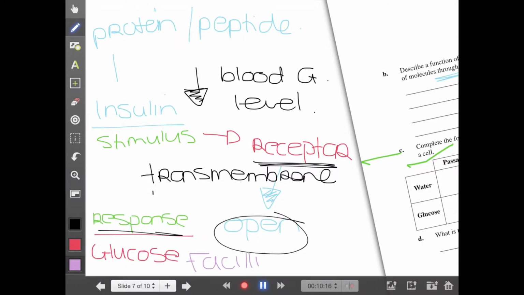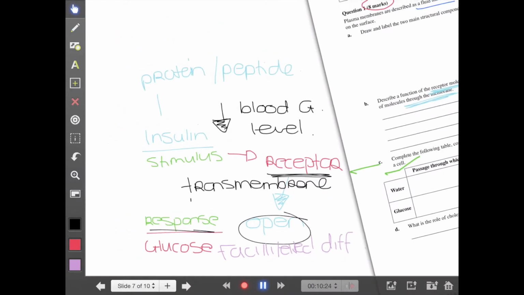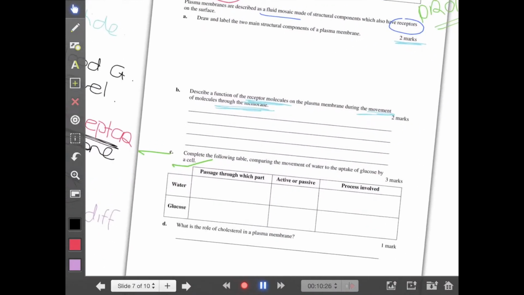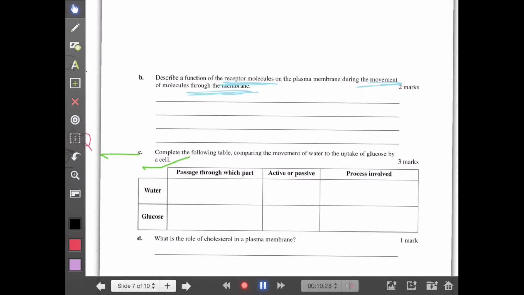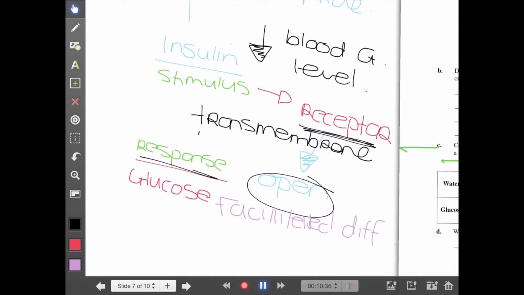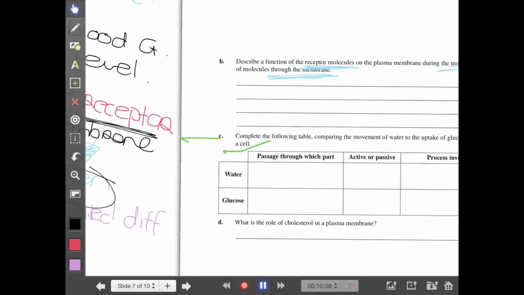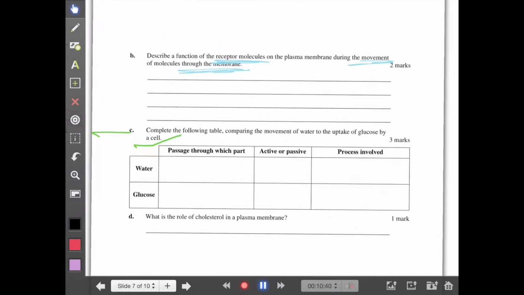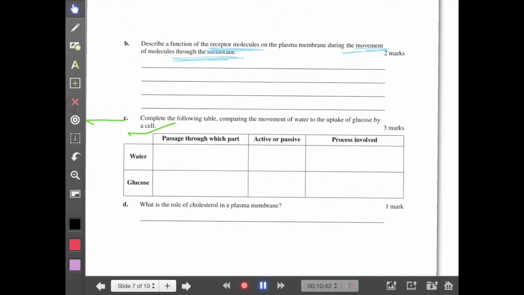Facilitated diffusion. Alright? I know that's a little bit messy. You'll be alright. Okay, so that's 2 marks. So I would really make sure that you're talking about the stimulus and the response. Okay, always go back to that stimulus response model. That's really important. Okay, beautiful. Let's move on to C.